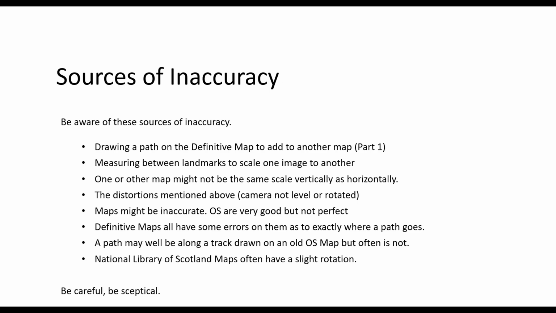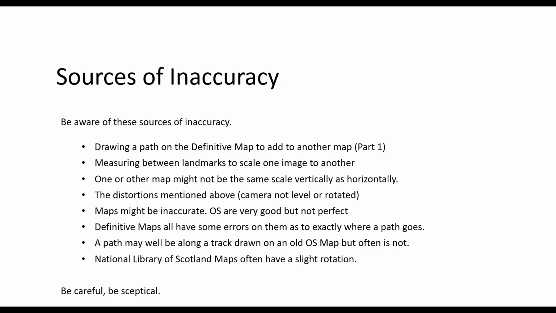One or other map might actually not be the same scale vertically as horizontally, so do be alert to that, in which case you just need to scale it slightly different in those two different directions. Most maps are pretty good in this respect. The distortions mentioned above when taking a photo, camera not level or rotated. The maps themselves might contain inaccuracies. Now, OS are very good, but they're not perfect, and sometimes things are not actually where the map says they are. So there are mapping errors that you need to be aware of.